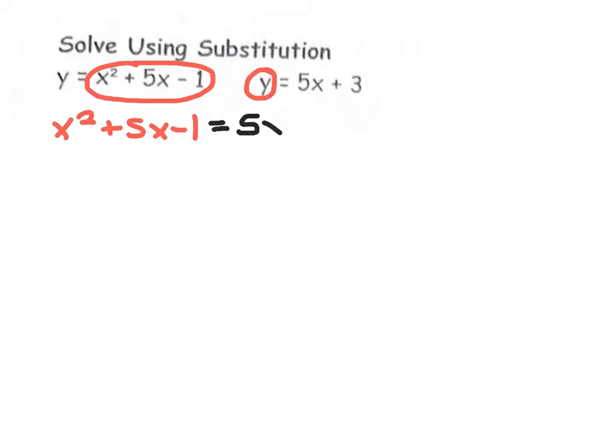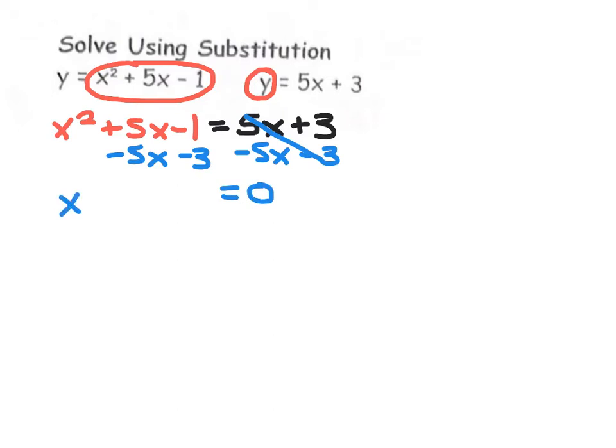equals 5x plus 3. Now we know in order to solve a quadratic, we need to get it set equal to 0. So I'm going to subtract 5x and 3 from both sides. Everything will cancel off on the right-hand side. We have a 5x and a negative 5x, so those will cancel. And then we have negative 1 minus 3, which is negative 4. So now we're left with the quadratic x squared minus 4 equals 0.